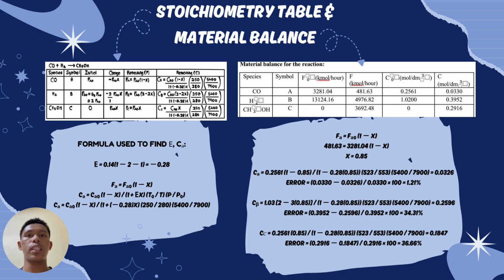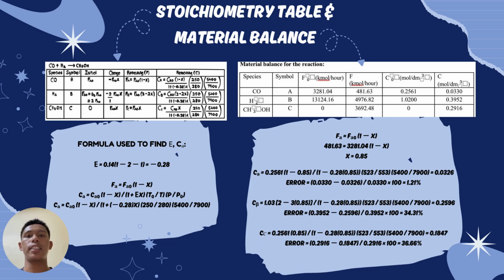We will use the concentration that we get from the formula and the concentration from the simulation, which is in bracket 0.033 minus 0.0326 over 0.033 times 100. Then we get the percentage error is 1.21%.